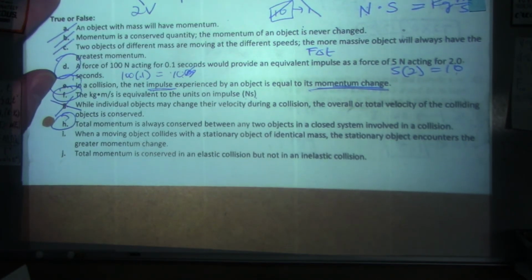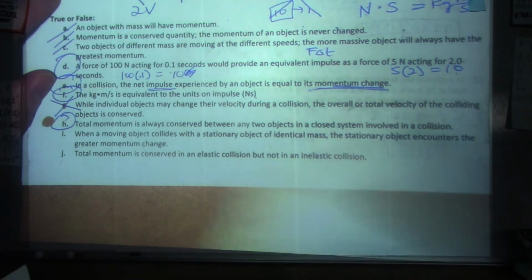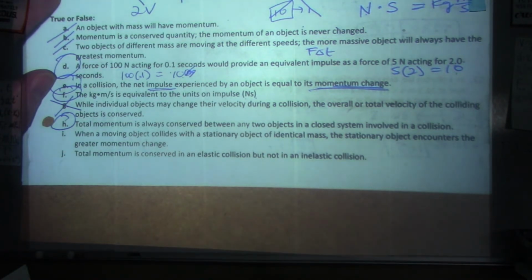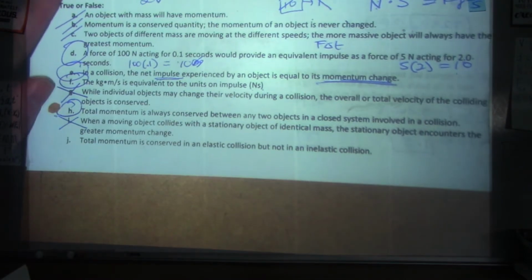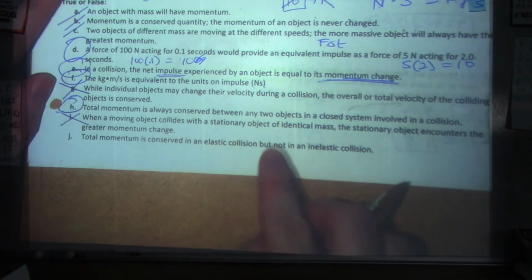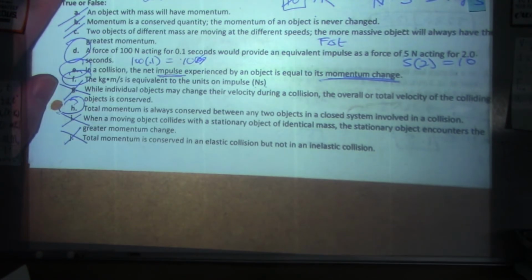And when a moving object collides with a stationary object, the stationary object encounters the greater momentum change. No, that is not true. They encounter the same momentum change. And total momentum is conserved in an elastic, but not in an inelastic collision. No, not true. Total momentum is always conserved.